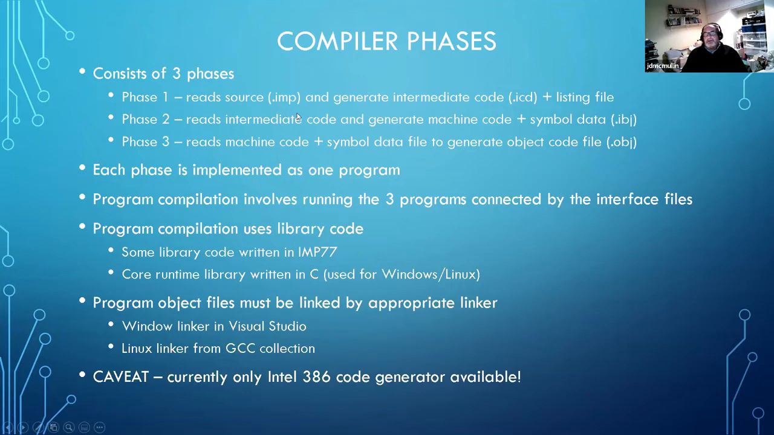Each phase, so phase 1 is one program, phase 2 another program, phase 3 a third program. Program compilation just runs the 3 where they're connected by the various interfaces. The interfaces being the ICD file, the intermediate code file, and the IBJ file.